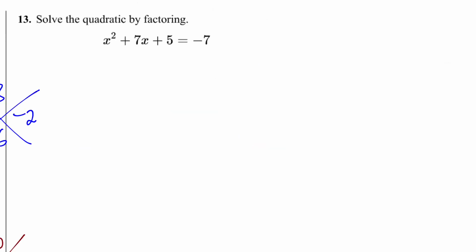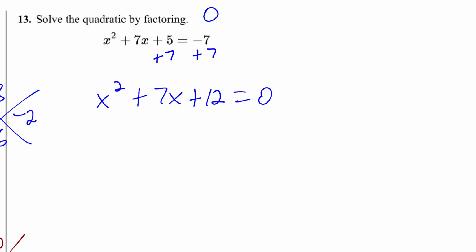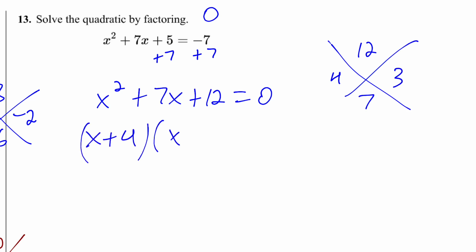So the right side, I want it to equal 0. Right now it doesn't, so I'm going to add 7 to both sides. This becomes x squared plus 7x plus 12 is equal to 0. At this point, I can do the x method, 12 on top, 7 on bottom. I think 4 and 3 are going to work. X plus 4 times x plus 3 is equal to 0.